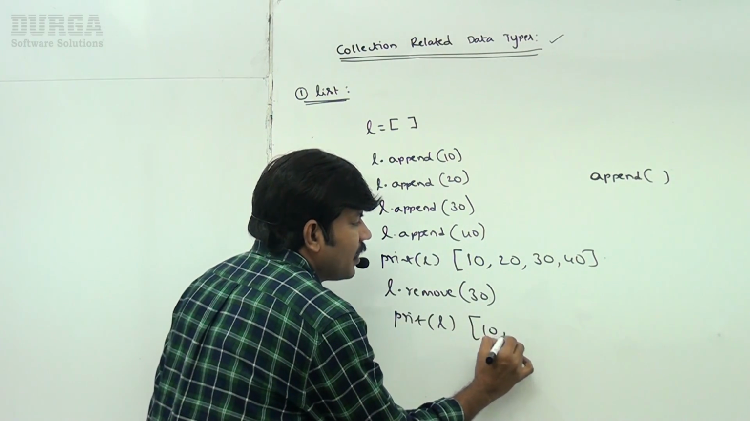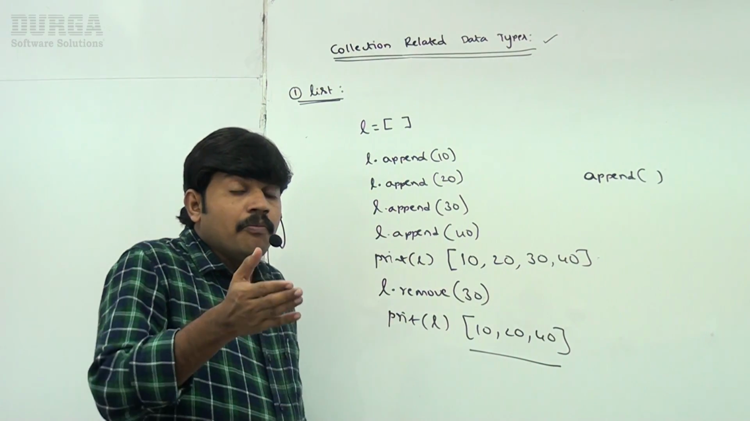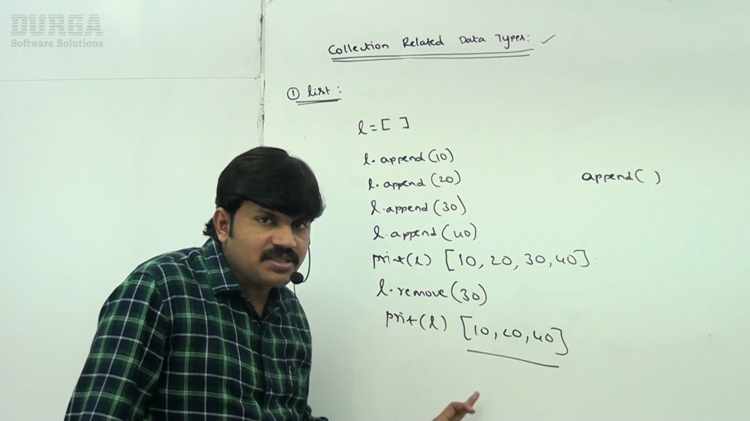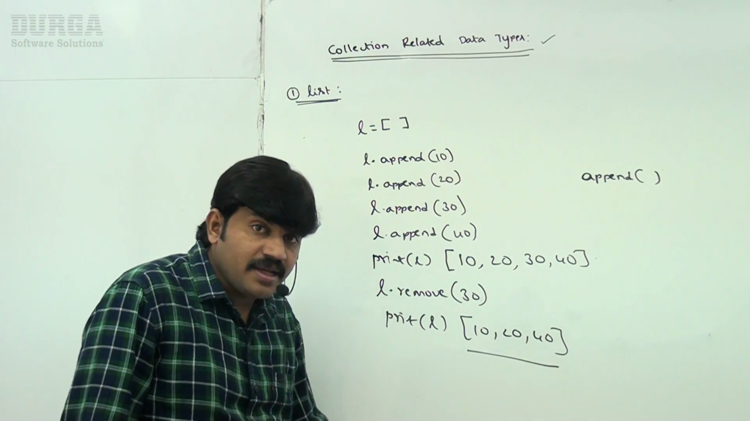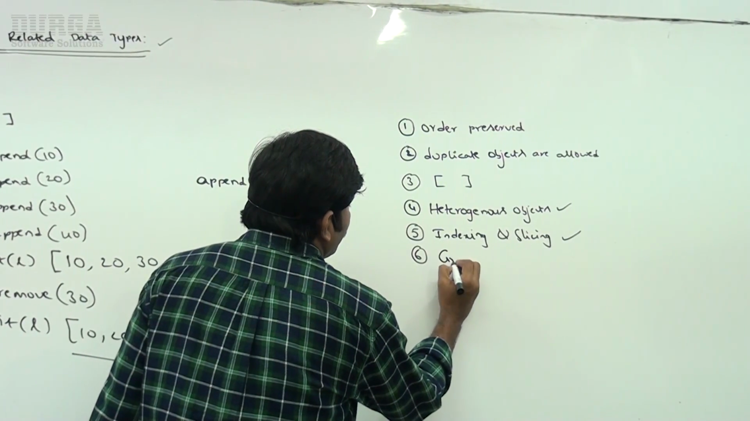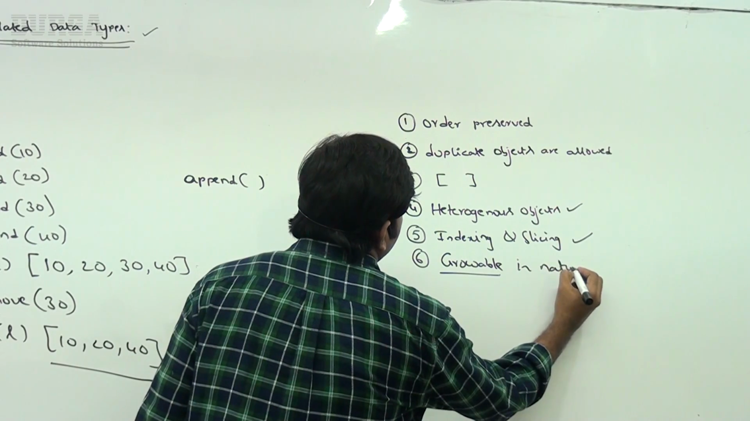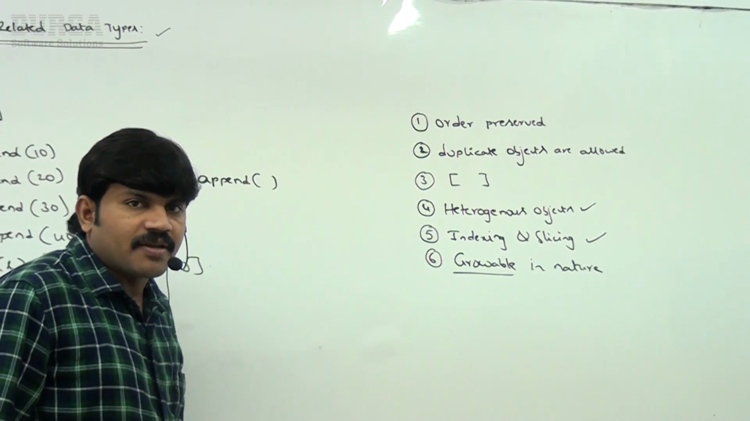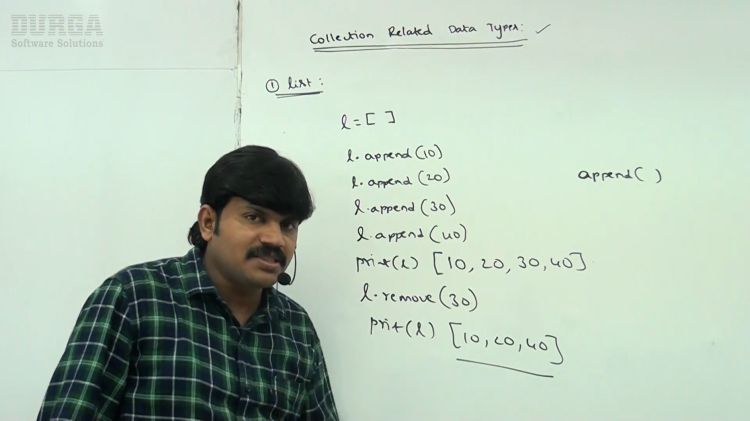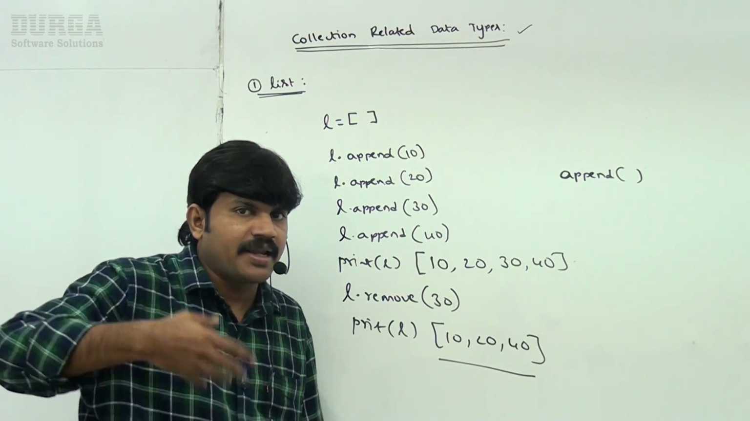Now the content will become 10, 20, 40 is the answer we are going to get. So based on our requirement, you can add new elements, you can remove existing elements. Such type of option is there in the case of list. That's why list is growable in nature. Based on our requirement, you can increase, you can add new elements, you can remove existing elements. Such type of thing is possible. It is growable.